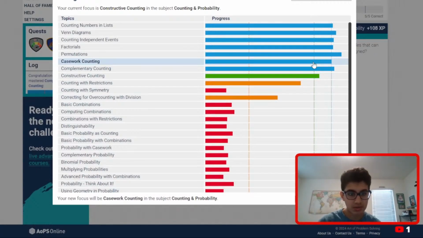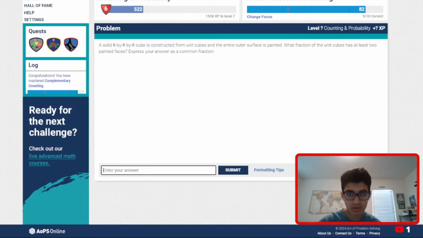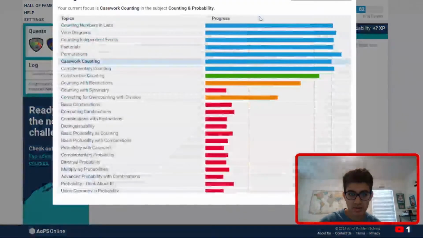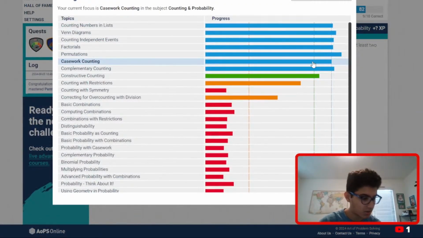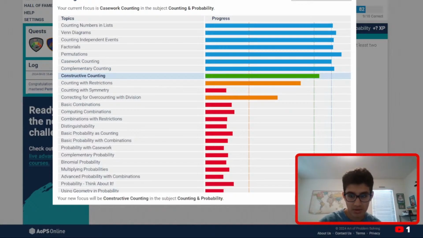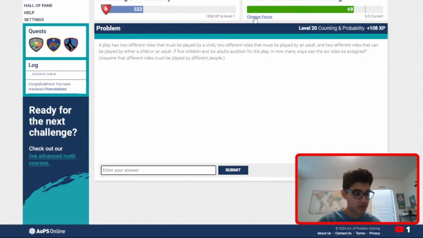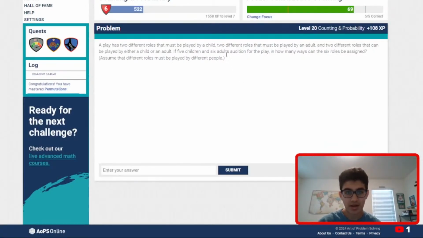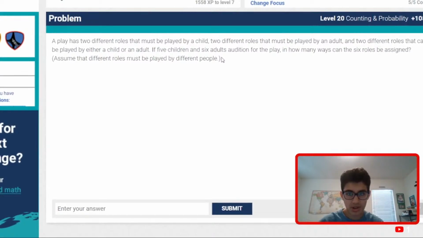Oh, case for counting. What happened there? We leveled up there somehow. Wait, let me see what happened there. Complementary counting. Where's the question about spacing or column number spacing? What happened there? Was that in constructive counting? No. Okay, something happened. I didn't mean for any of that to happen, but apparently it seems now that we have leveled up in casework counting as well. So I don't have a problem with that. I'm fine with that. Let's go and do constructive counting now.